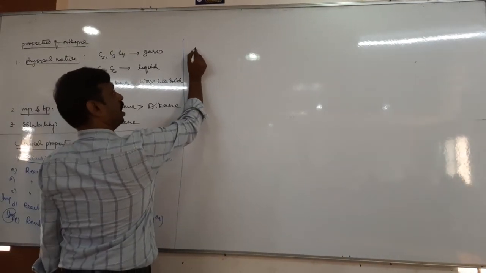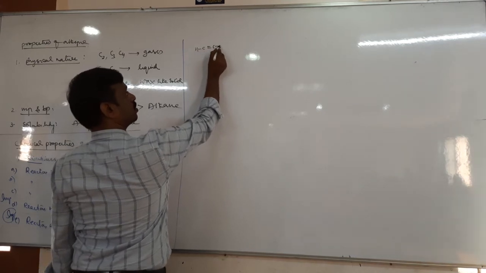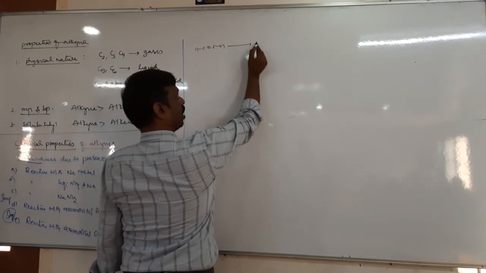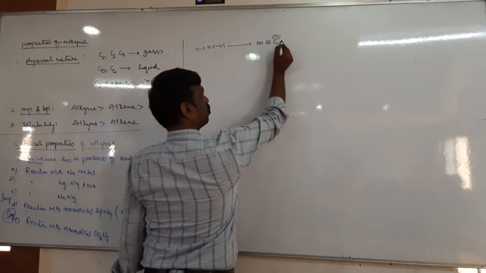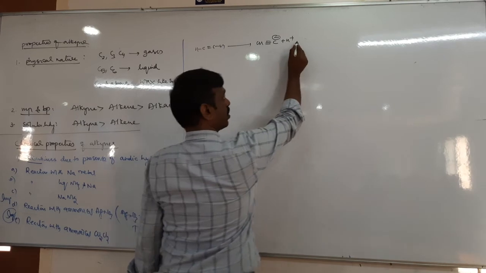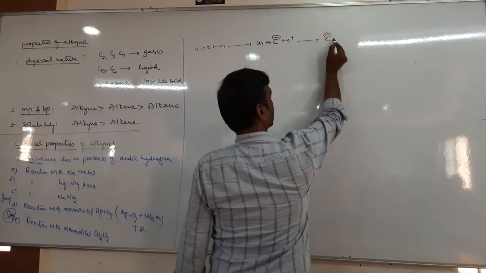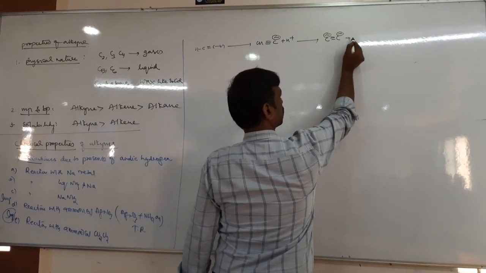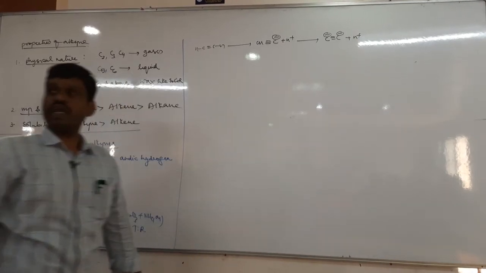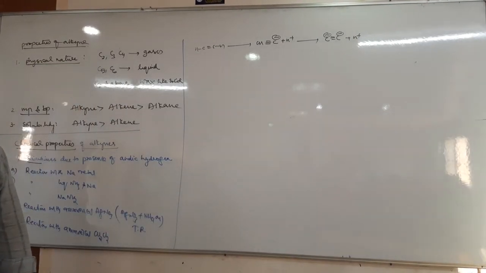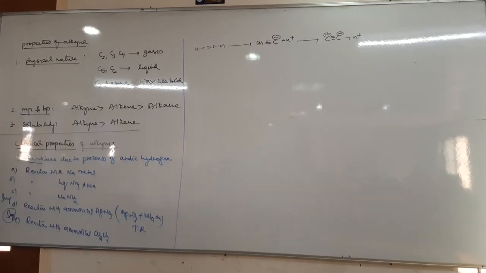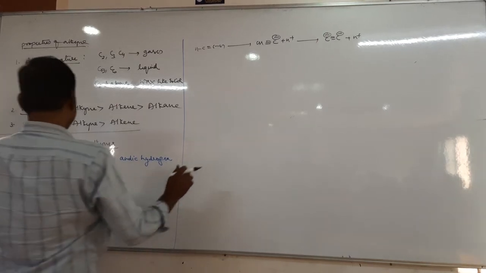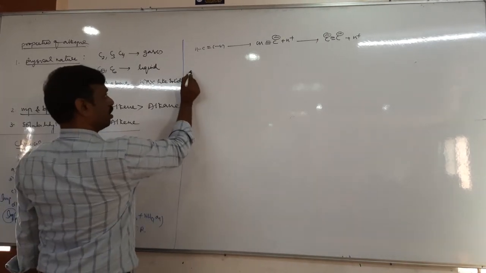Let us take acetylene. Acetylene undergoes dissociation, which gives CH≡C⁻ plus H⁺. Already we have written this. It also gives another acidic hydrogen. So therefore, what does this indicate? Acetylene is acidic in nature. How many protons does it have? Two acidic protons. Okay. And now tell me one reaction with sodium metal.